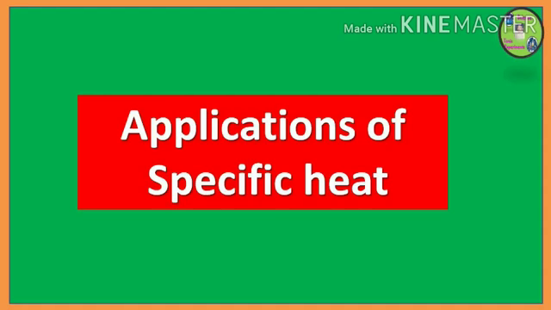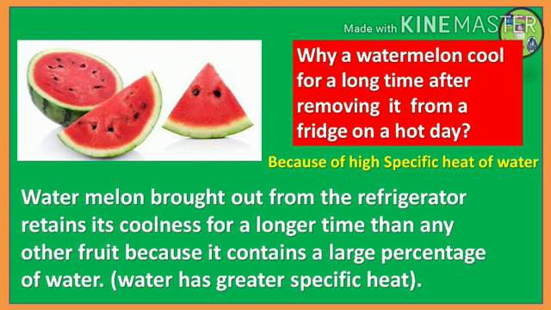Now we learn applications of specific heat. Why does a watermelon stay cool for a long time after removing it from a fridge on a hot day? Because of the high specific heat of water. A watermelon brought out from the refrigerator retains its coolness for a longer time than any other fruit because it contains a large percentage of water. That means water has greater specific heat.